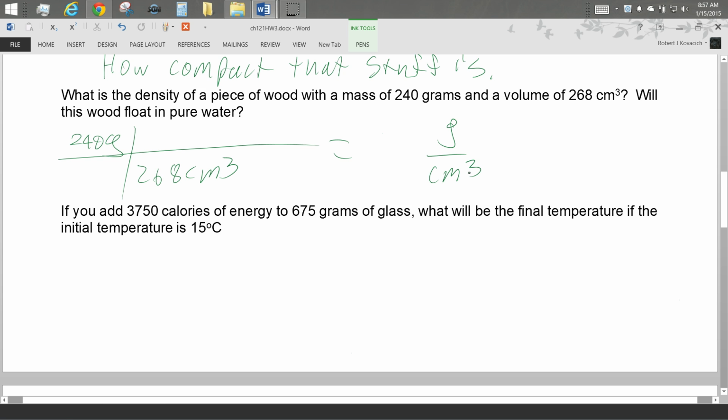So what do we get? 240 divided by... So I get 0.896, but I only have 2 significant figures. We okay with that? Why just 2? The 240 has only 2, but there's 3 in the 268, so can I use 3? I've got to use the worst one. So my answer is actually going to end up being 0.90 grams per centimeter cubed.